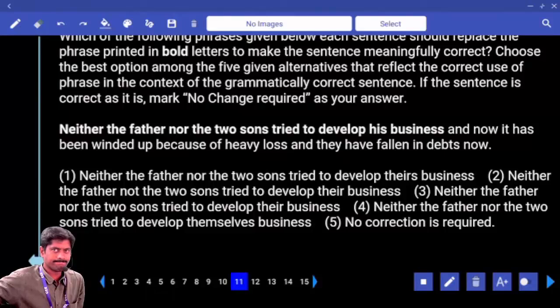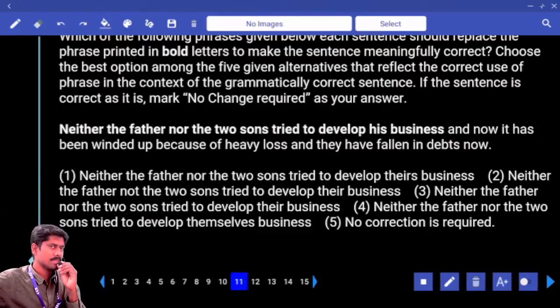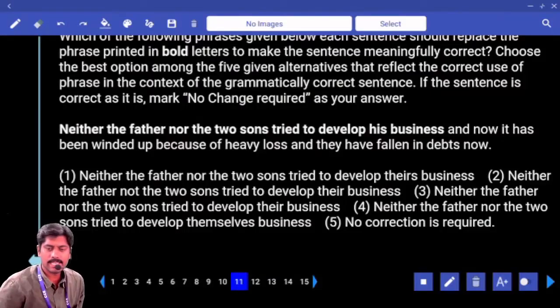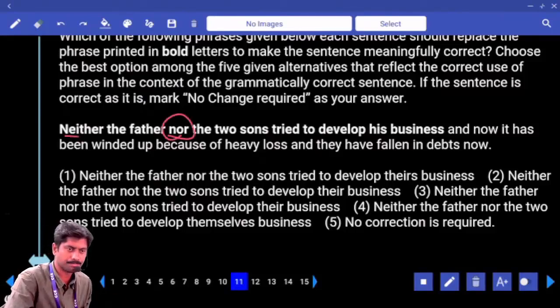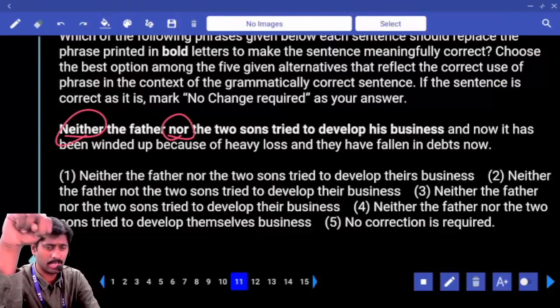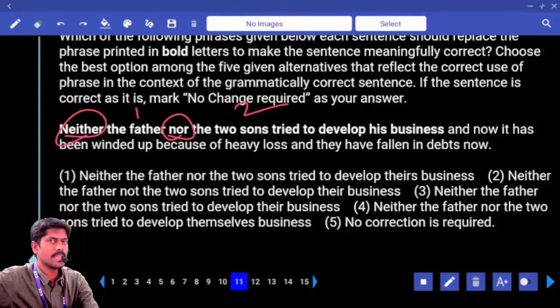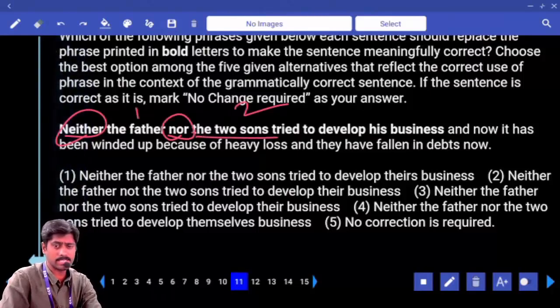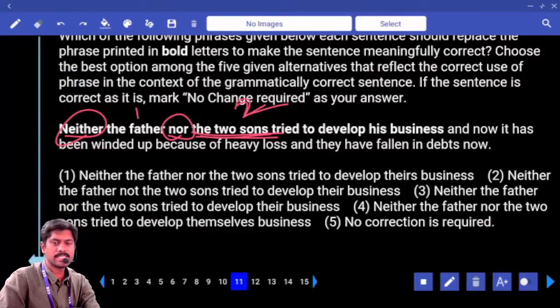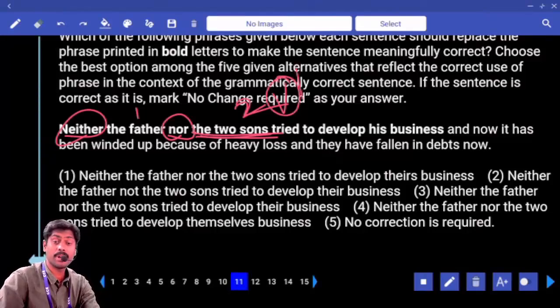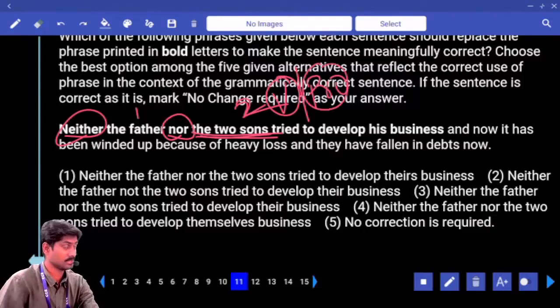Neither nor. If a sentence is combined by neither nor, the verb is decided based on what? Subject verb agreement, Concord chapter, have you listened? If two subjects are combined by neither nor, here what is the first subject? Second subject? So when neither nor, either or appear, the verb is decided based on the second subject. What is the second subject here? Sons. We decide the verb based on the second subject, and the pronoun also we decide based on the second subject.